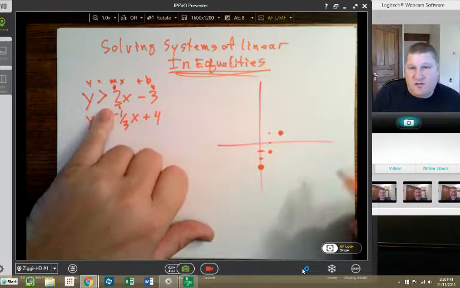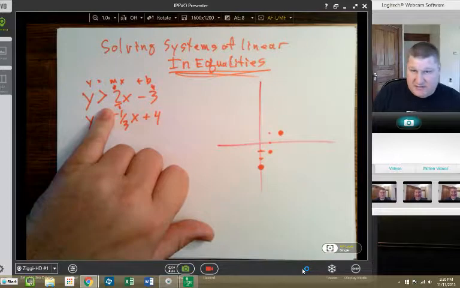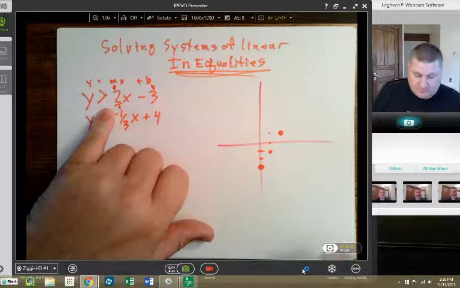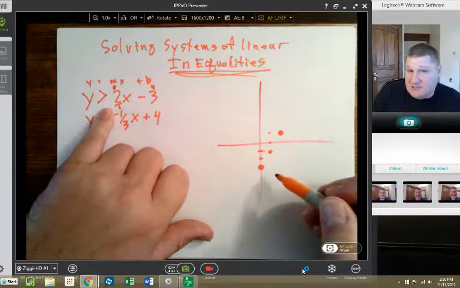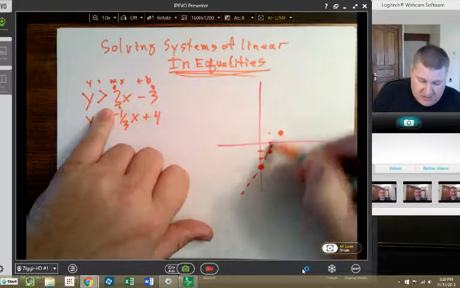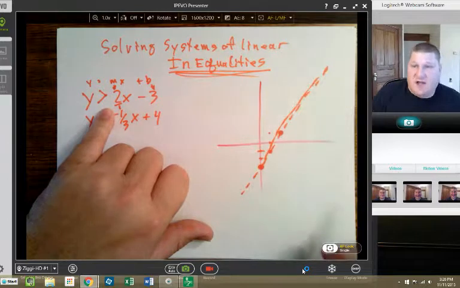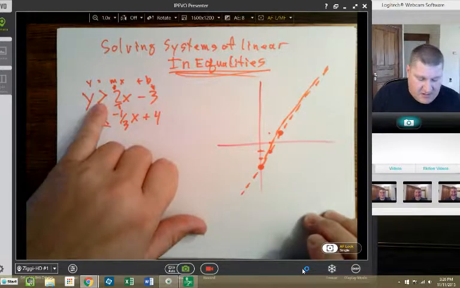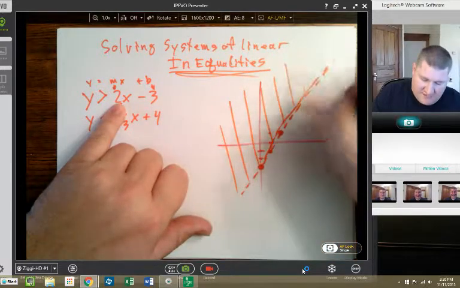And if you'll remember, there's two things you need to be careful of when it's greater than and less than rather than or equal to and not equal to. Is your line what or what? And do you shade where or where? Well, in this case, the line is dotted. Whoa, that is the worst line in the history of lines. Dotted line. Now, because it says y is greater than this, that means I'm going to shade above that line.